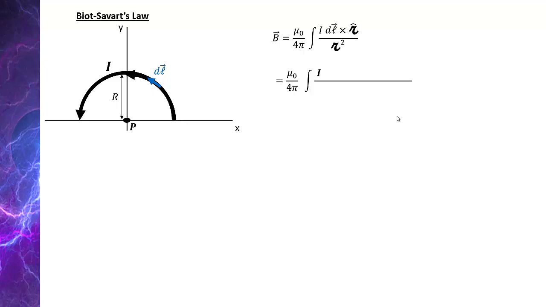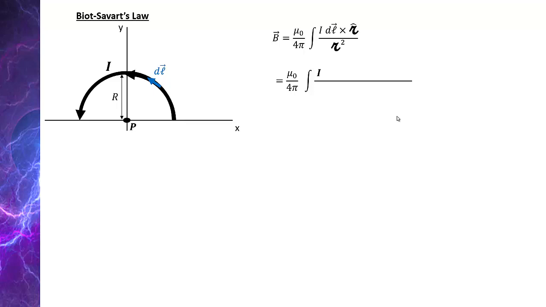Let's do an example of Biot-Savart's law, where we integrate over the entire current. Remembering Biot-Savart's law, the magnetic field B is equal to μ₀ over 4π, the integral of I dl cross 𝓇-hat, all over 𝓇 squared.